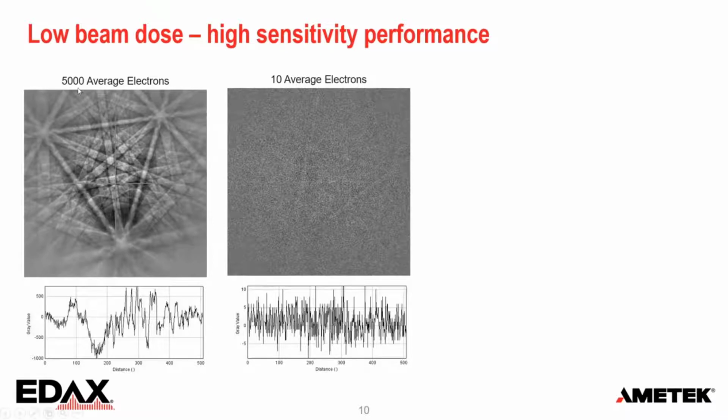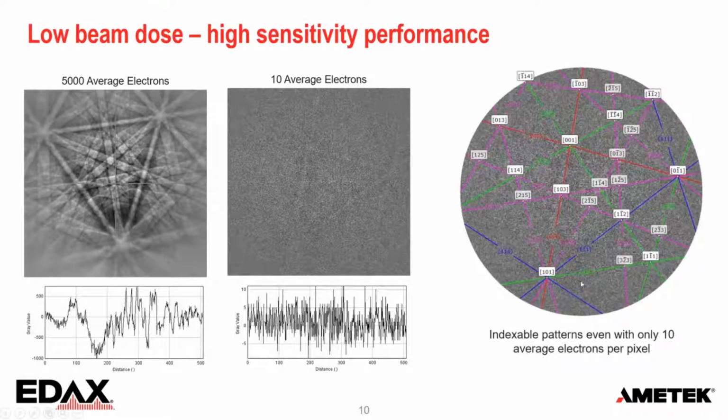You can get really, really nice EBSD patterns if you want to compare them with dynamic simulations, if you want to use them for phase identification or other crystallographic work, or if you have a material that is extremely beam sensitive, you can work with very low beam dose, with just a few electrons on average per pixel, and we still get indexable diffraction patterns. So this is the pattern here on the right, only 10 electrons per pixel, but it's easily indexable.